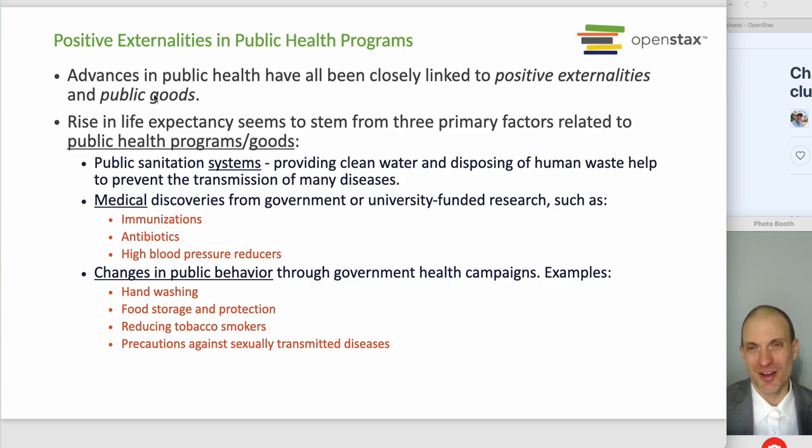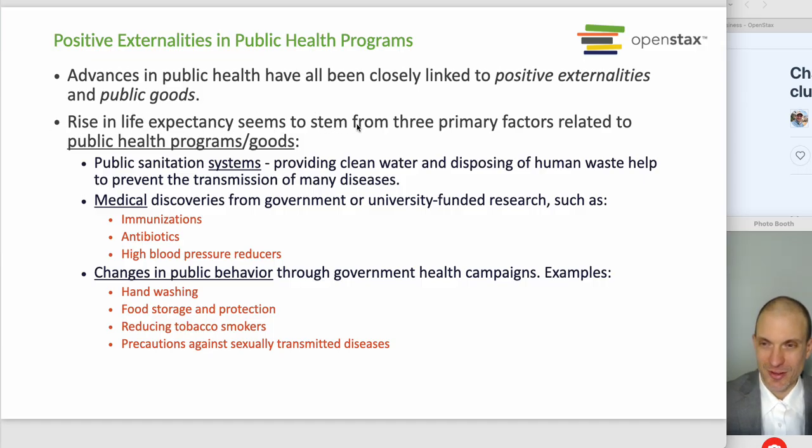Advances in public health have been all closely linked to positive externalities and public goods. Well, okay. So, I mean, the most important thing for public health has been sanitation. So, like having sewage and having clean water sources to drink. That's been the most important thing. And yeah, you can think of the utility as a natural monopoly. But what are they going to say here?